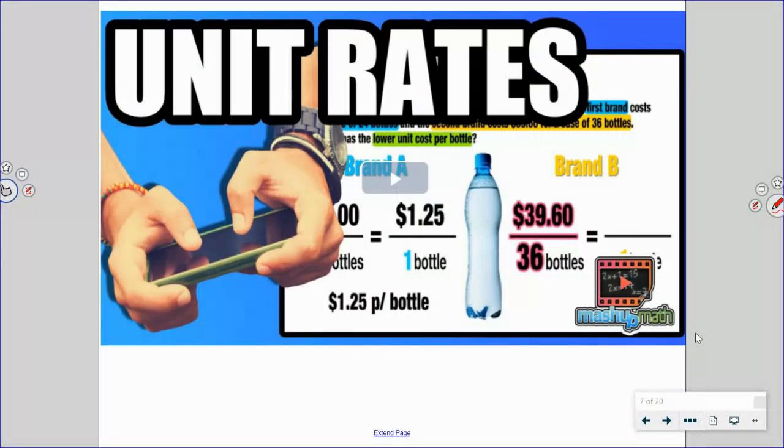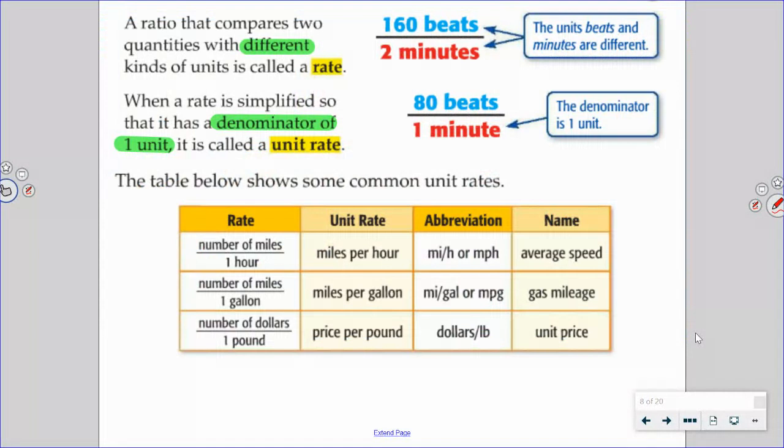Unit rates, I have a great video. Not sure I'll be able to show it because of time factors. Maybe I'll find a way to share that. We shall see. Let's talk about what a unit rate is.